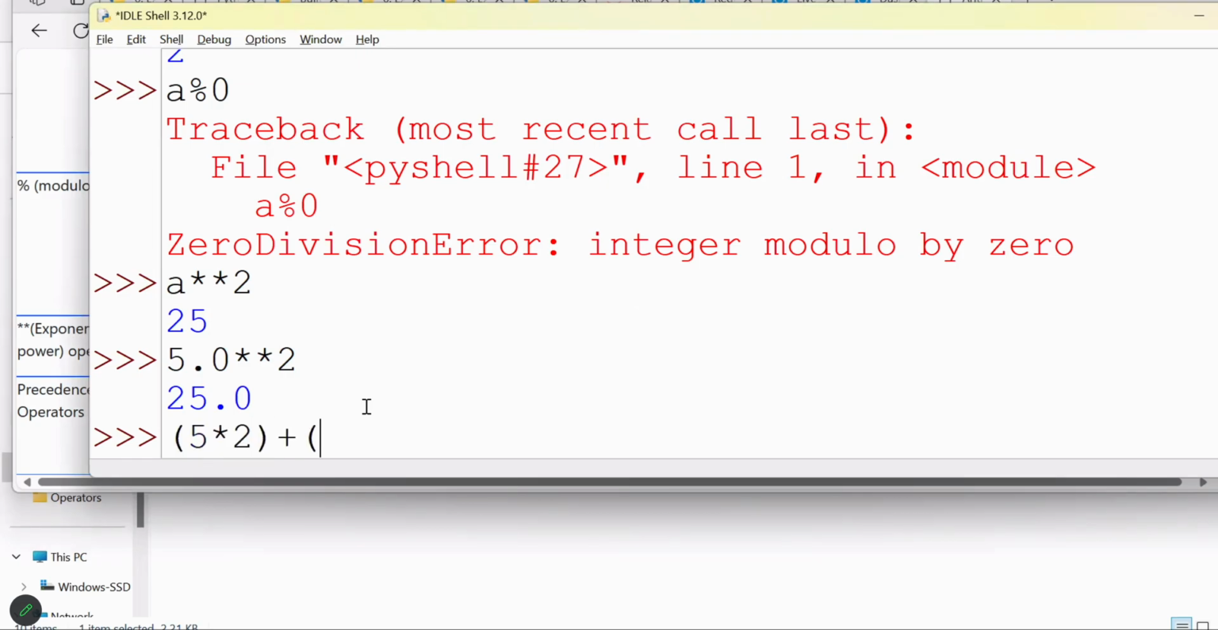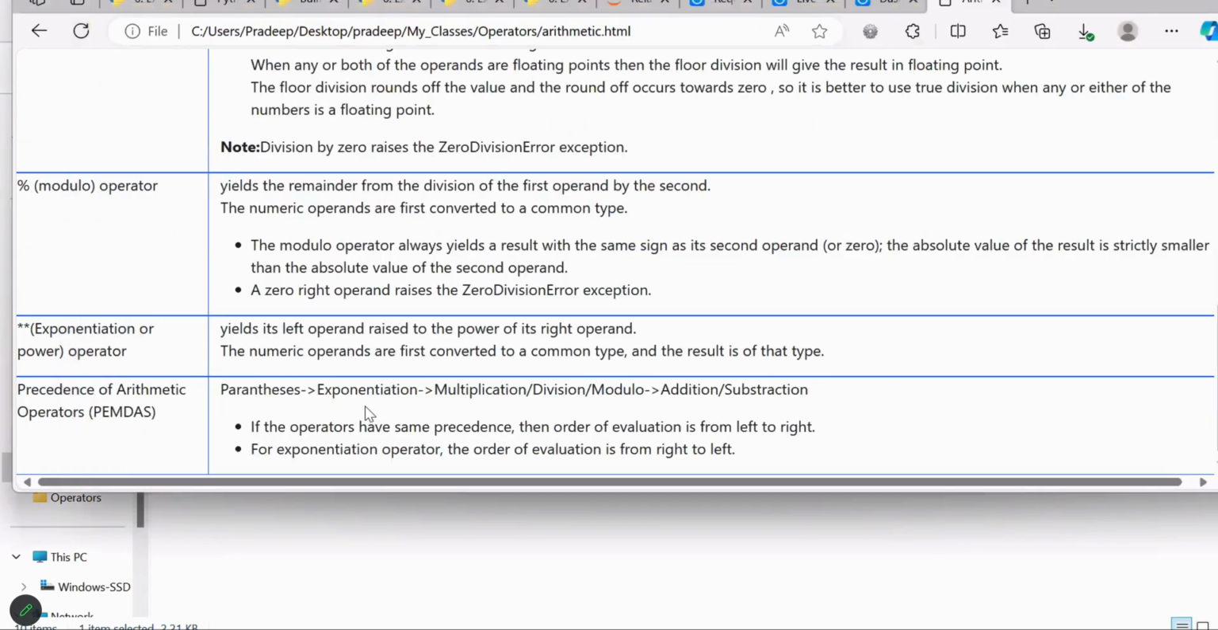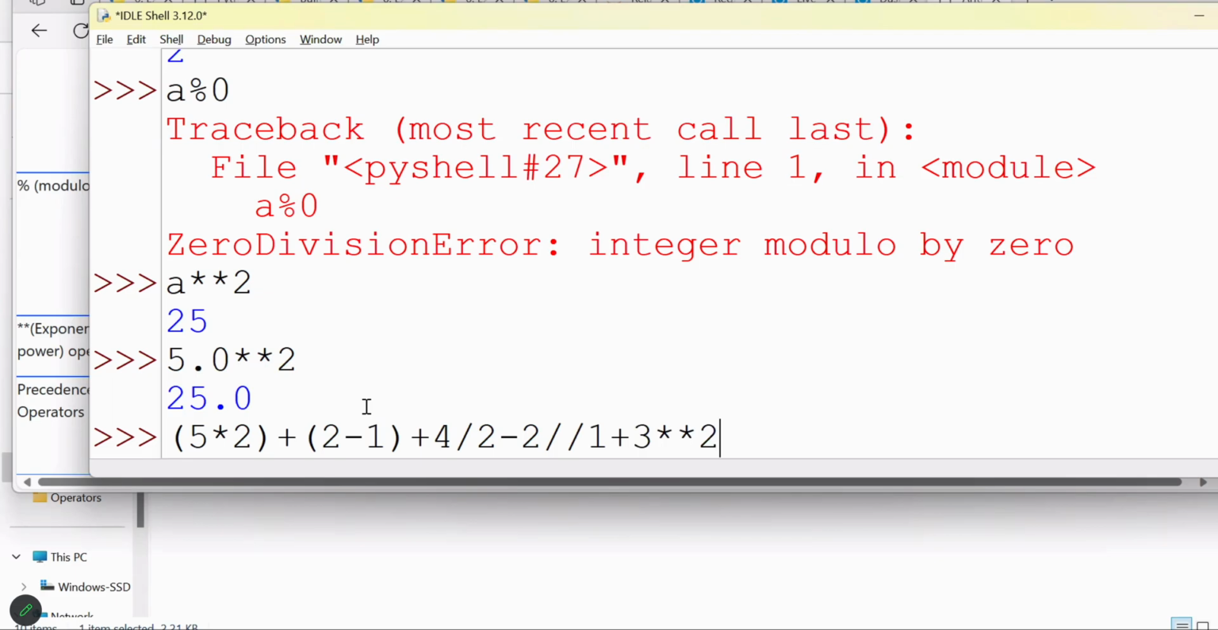So we will take one example. To understand how it will be evaluated, we will go exactly as per the order. First is parenthesis, so parenthesis will be solved first. 10 plus 1, we keep it like this only, not solving it right now. Then the next is the exponentiation part, so that will be 9. So 10 plus 1 plus this one, and after that comes the multiplication or division.